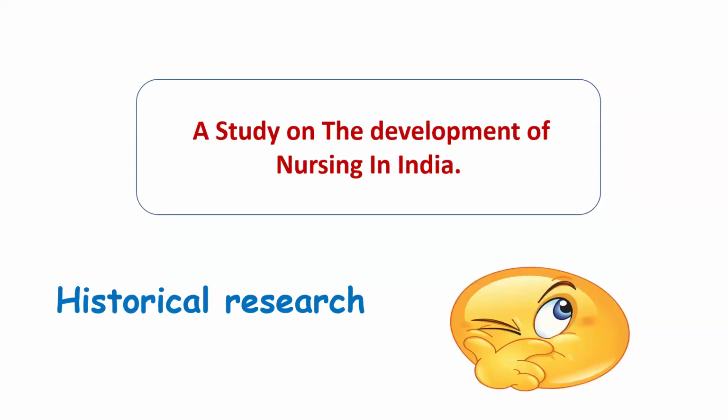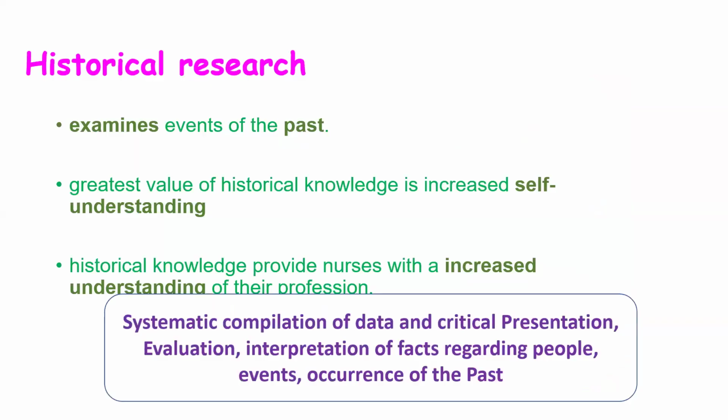And historical research design, for example a study on the development of nursing in India. So it is simply said that we are examining the events of the past. It is a systematic compilation of the data and critical presentation, evaluation, and interpretation of facts regarding people, events, and occurrences of the past. So here, how far we did it in the past, how we followed it in the past.